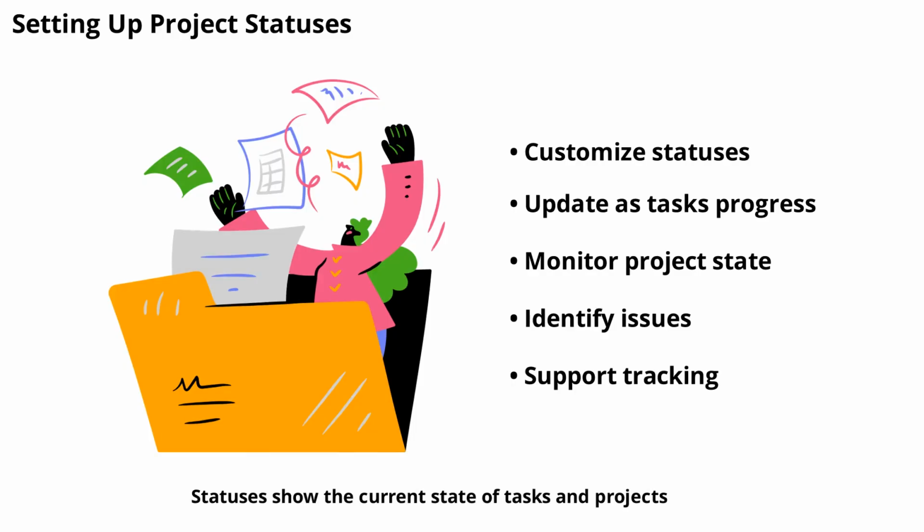Statuses show the current state of tasks and projects. Scheduling software lets you customize statuses, such as not started, in progress, or completed. Update statuses as tasks move forward. Statuses help monitor progress and identify issues quickly. Custom statuses support detailed tracking and reporting.